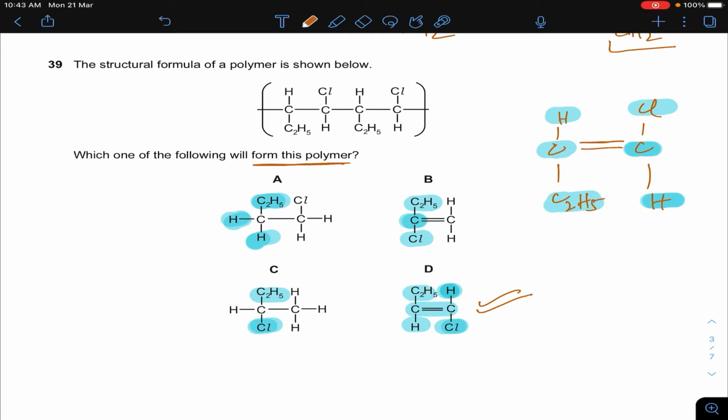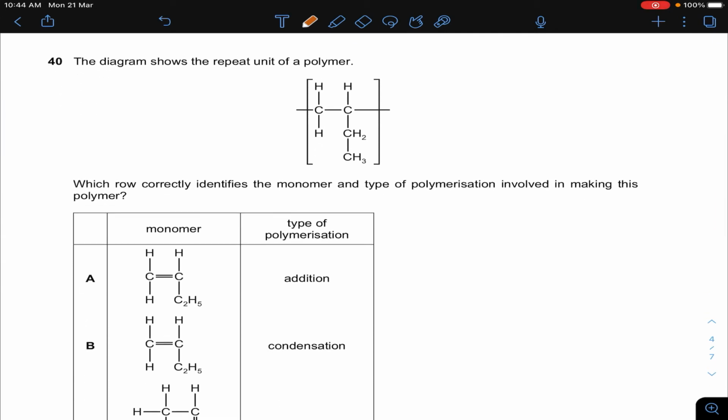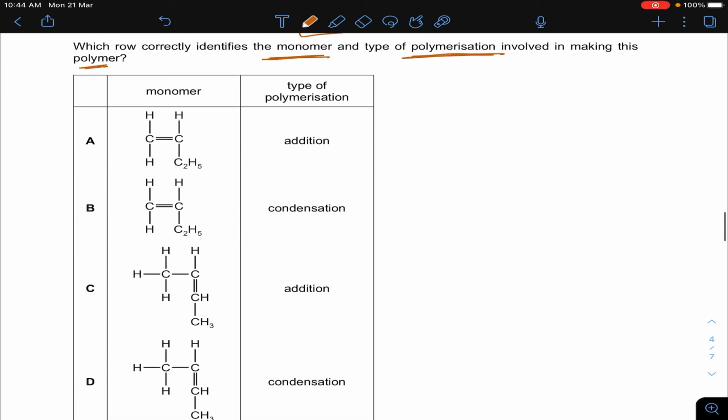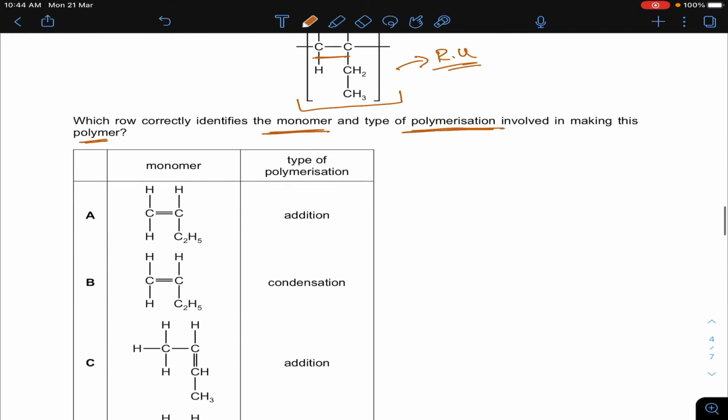So it is very simple to find the structure of the monomer from a polymeric chain. Alright, next question is, the diagram shows the repeat unit of a polymer. Which row correctly identifies the monomer and type of polymerization involved in making this polymer? We have carbon-carbon atoms present in the chain, so that means it is an addition polymer, right? So either it is option A or option C. Options B and D are not correct because they have given us condensation polymerization.